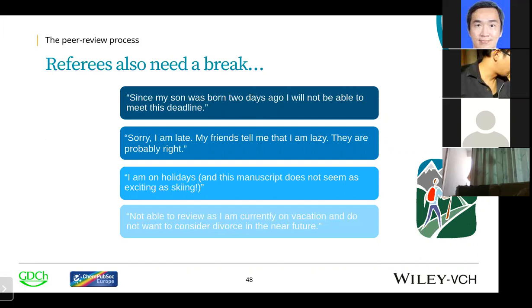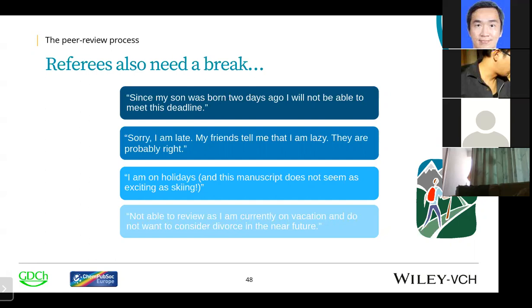So, for example, we have this from a reviewer who just had a new baby in his or her family: "Since my son was born 2 days ago, I will not be able to meet this deadline." And some of the reviewers are really honest and frank with us: "Sorry, I'm late. My friends tell me that I'm late. They are probably right." And the third one, basically a referee who has gone on ski vacation: "I'm on holidays, and this manuscript doesn't seem to be as exciting as skiing."